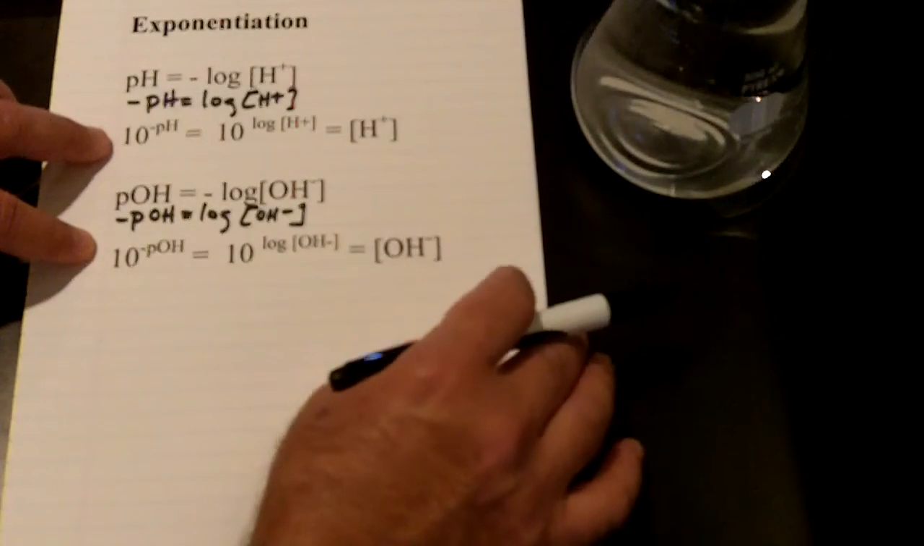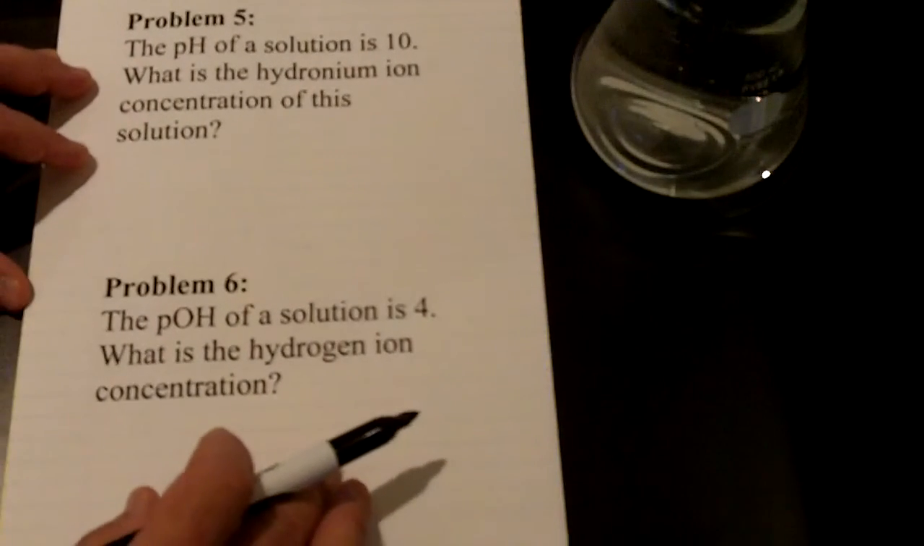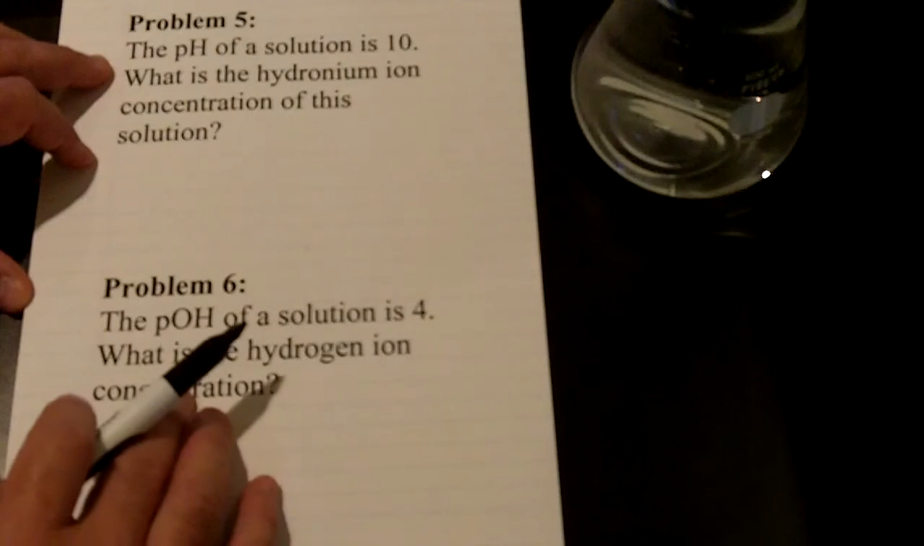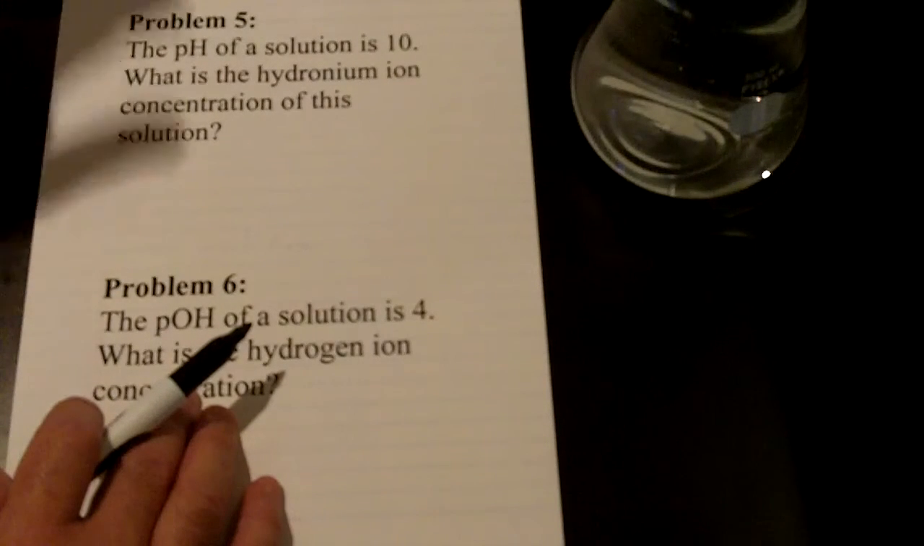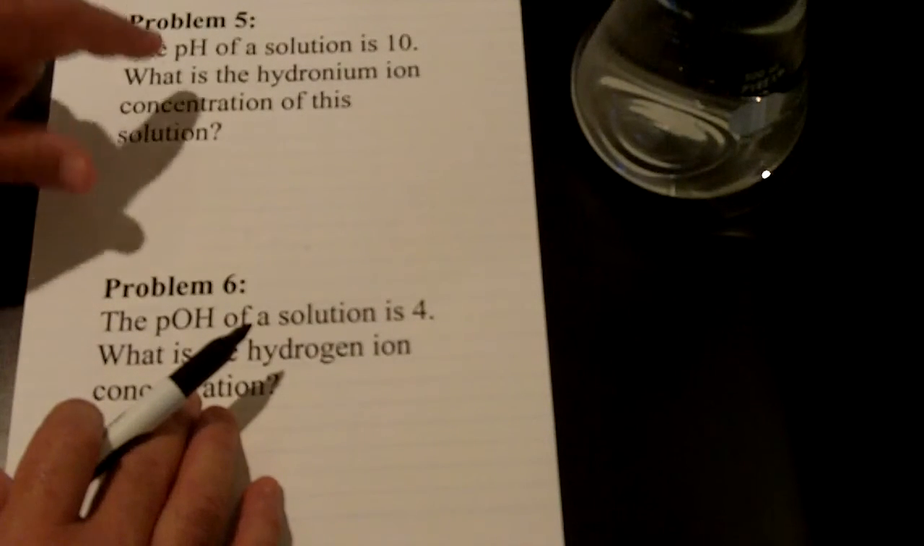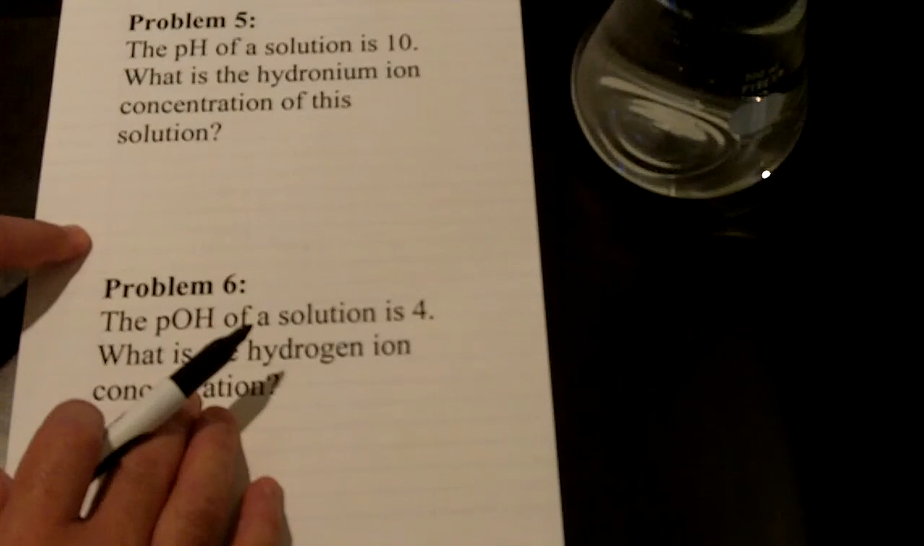All right, let's use our new knowledge on exponentiation to be able to work a couple of problems. Here's the first one. It says the pH of a solution is 10. We know it's a basic solution. What is the hydronium ion concentration of this solution?